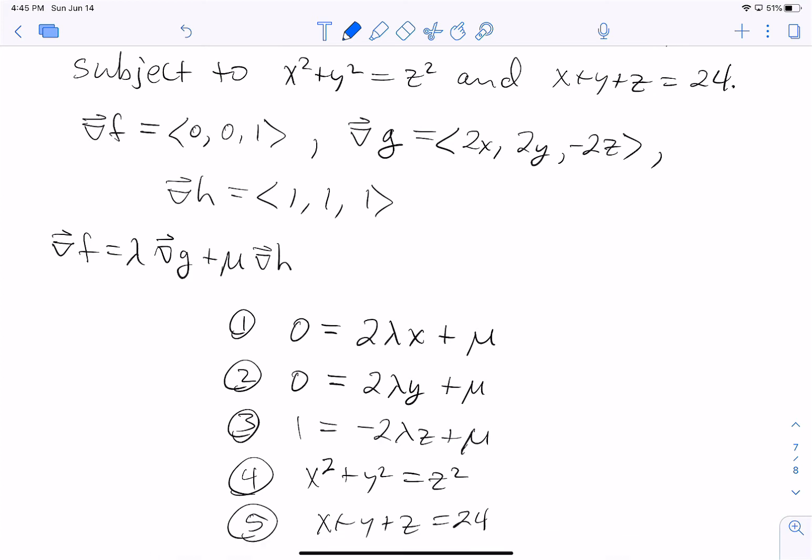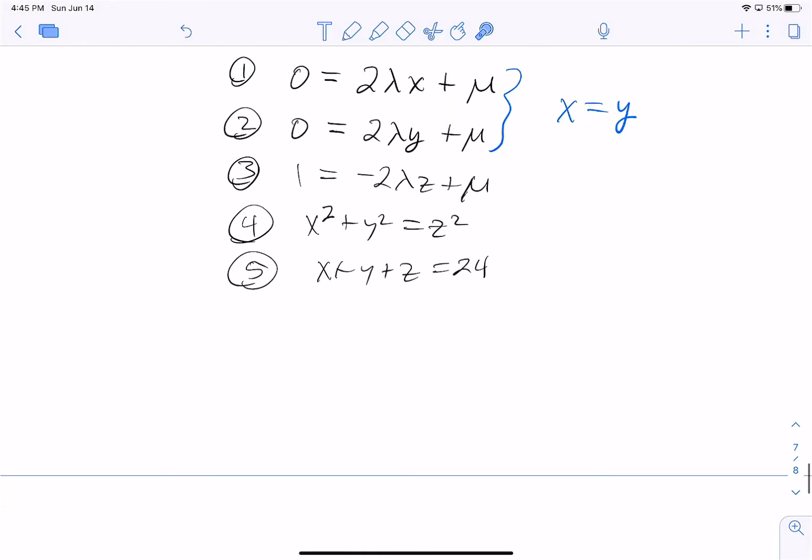If we think a bit, we might realize that we can subtract equation 2 from equation 1. If we do, we're going to get that x is equal to y. Now, we're going to find a clever way to use this. Trying to use equation 3 with either equation 2 or 1 is not going to work out so well, because we have this term that's 1, and we aren't going to end up getting rid of both lambda and mu. It'll be kind of a mess. You can give it a shot.